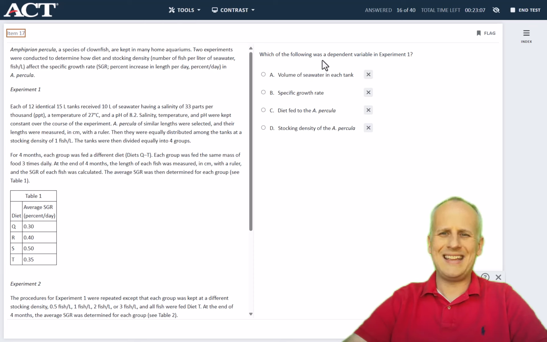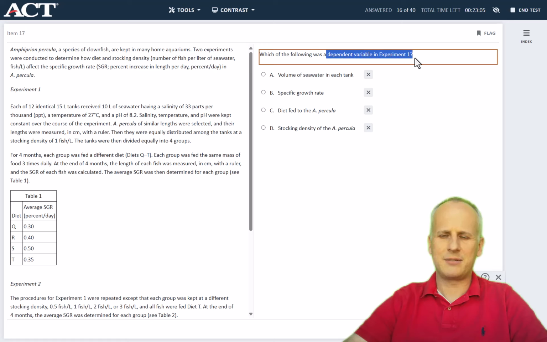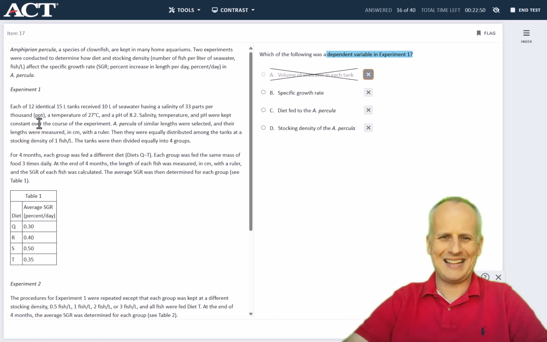Which of the following was a dependent variable in experiment 1? So a dependent variable is whatever changed based on whatever independent variable was actively changed by the experimenter. We know that the volume of seawater in the tank was described as a constant. The specific growth rate, well, that's dependent on the food, and the food is the independent variable. Specific growth rate is the dependent variable. So we can eliminate the diet as the independent variable, and choice D, the stocking density, again, was a constant, so we can select B.